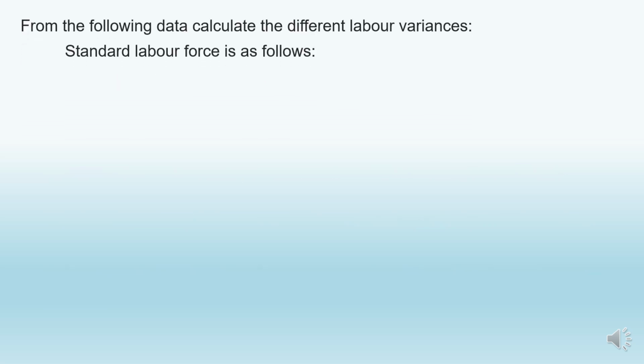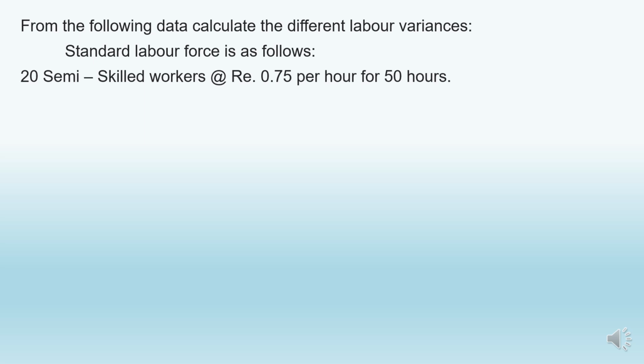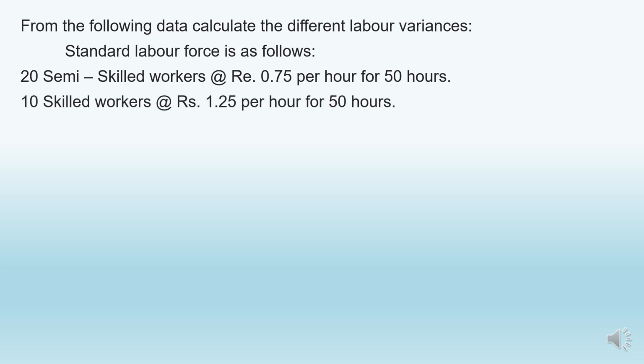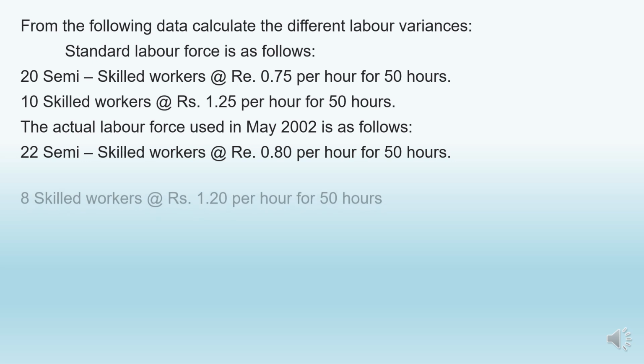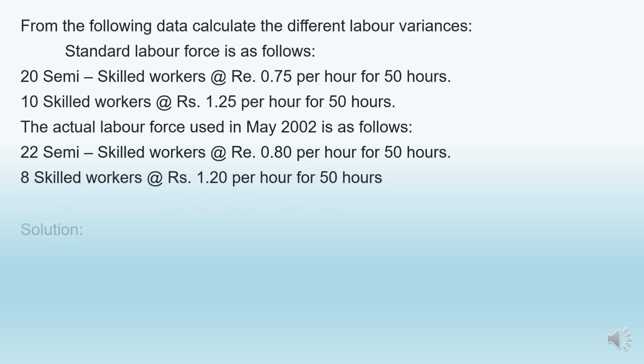So they have 20 semi-skilled workers required at 0.75 per hour for 50 hours. Likewise, they require 10 skilled workers at 1.25 per hour for 50 hours. This is standard, whereas in May 2002, the actual data was something like this. When you calculate, first as usual, you will prepare the standard table and actual table. Here you need to be careful, because 20 semi-skilled workers are working for 50 hours. I repeat, 20 workers, 50 hours. So the total hours worked become 20 into 50, that is 1000 hours.